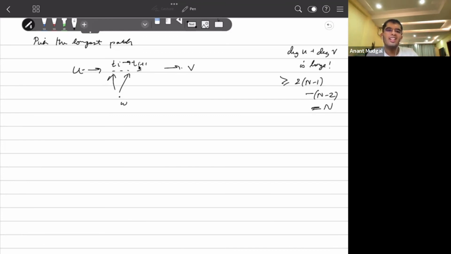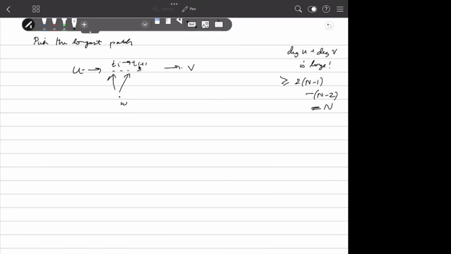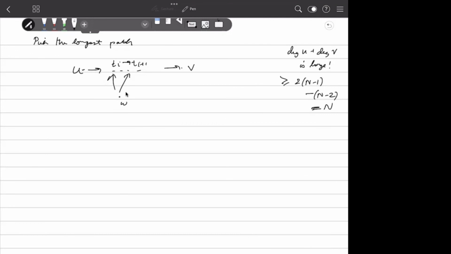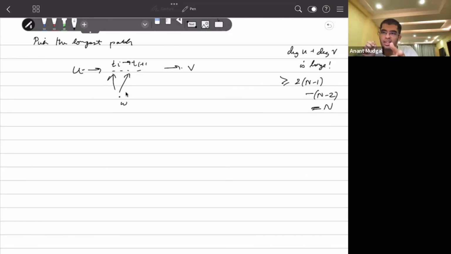Now, okay, I rushed a little bit onto this. Why should you even care about the degrees of U and V? Wait, how are you getting that n? Okay, I'll get to that a little bit later, but let's just start with this.